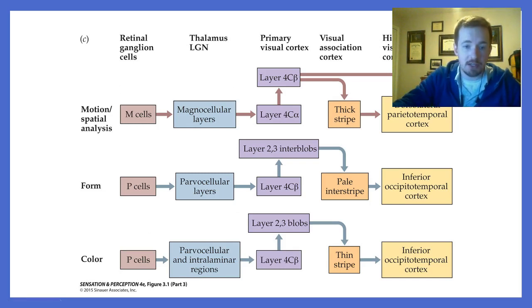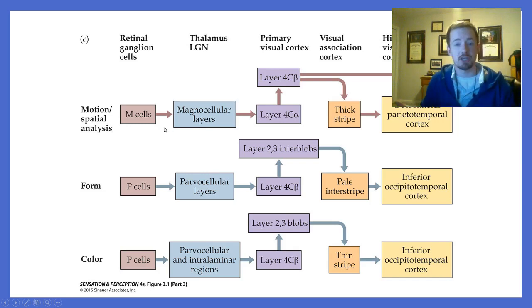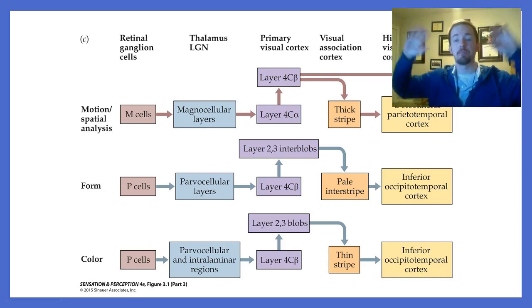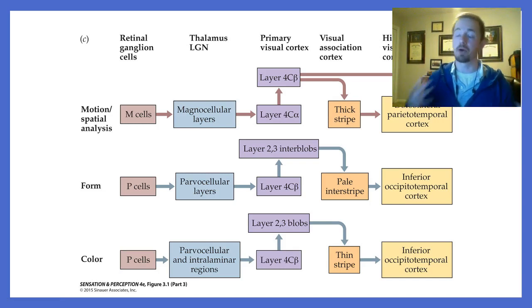In our LGN, we are going to be looking at really two specific kinds of layers: the magnocellular layers and the parvocellular layers. Magnocellular, as the name suggests, is for big things. It is for big things in your visual field. The parvocellular is small things.